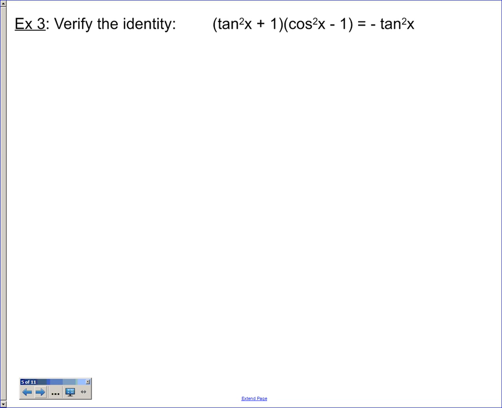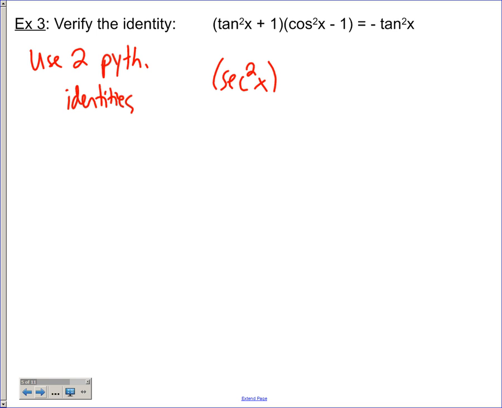Our next example has 2 binomials on the left-hand side, tangent squared x plus 1 times cosine squared x minus 1, and that's equal to negative tangent squared x. So in this case, we can use 2 different Pythagorean identities. First of all, tangent squared x plus 1 we know is equal to secant squared x, and cosine squared x minus 1 is equal to negative sine squared x. We saw that in the last section.